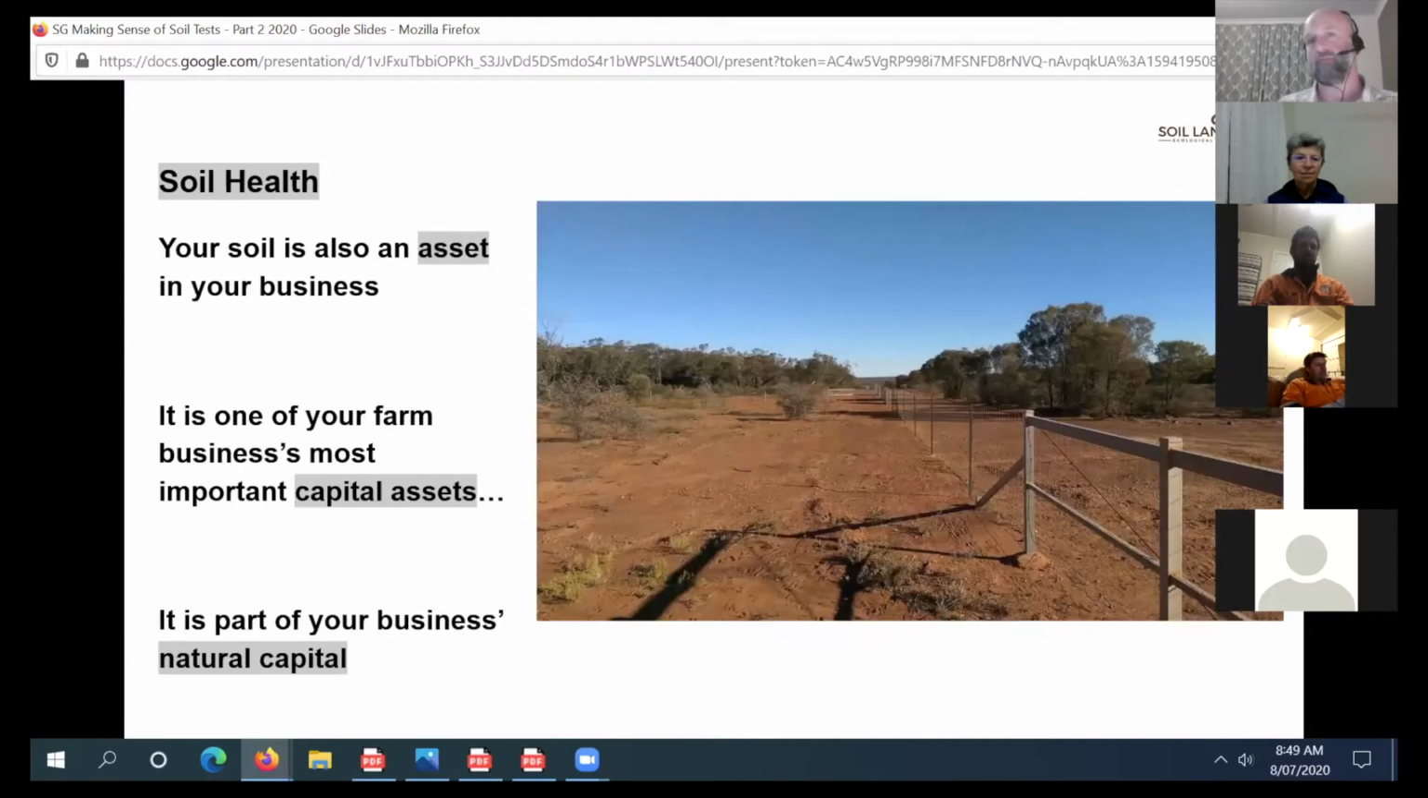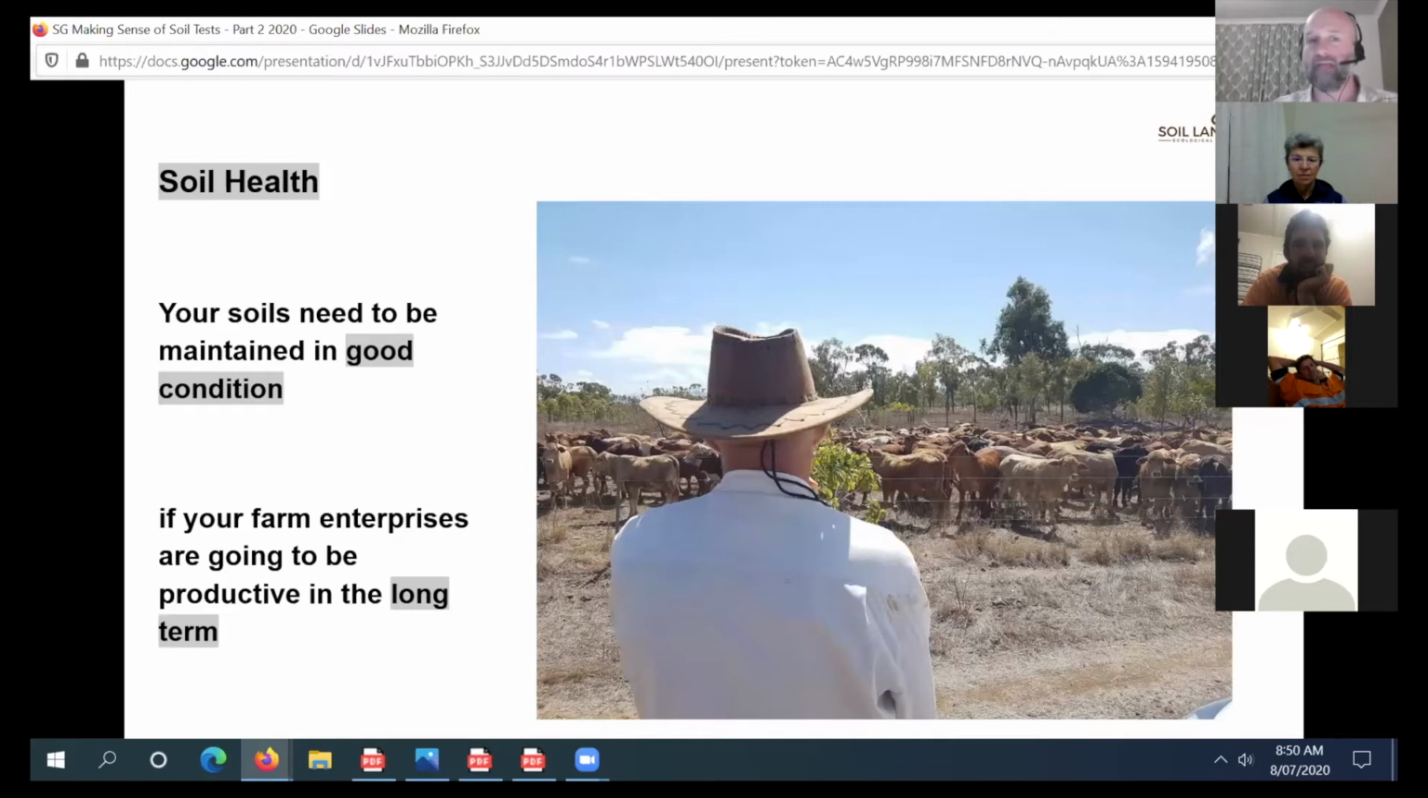So just think about your soil like that asset. It's an asset in your business. It's one of the most important assets or capital assets in your business. When you buy land, when you buy property, basically you're spending money on the topsoil and vegetation, and then obviously the fencing and the agricultural capital. But it's part of what we call your property's natural capital, your business's natural capital. And so you need to maintain that topsoil in good condition. You need to keep it in good condition if you're going to be productive in the long term.